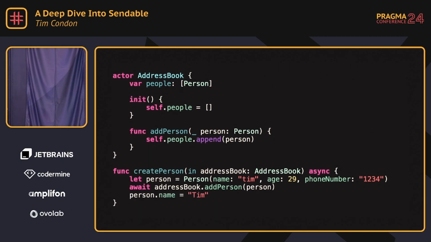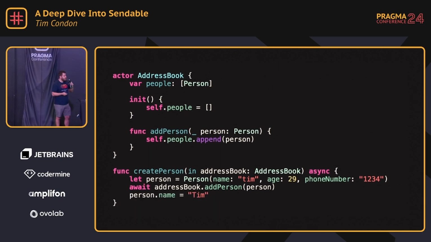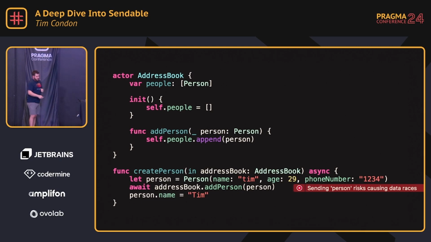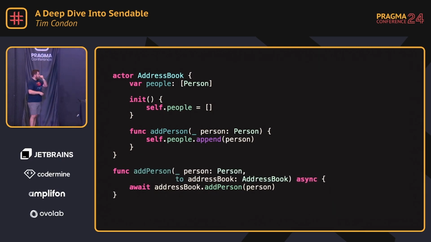If I then try and do something stupid later, like mutate a property, you will get a warning, or an error in Swift 6, because this is unsafe. So you get the warning saying sending person risks causing data races. The compiler isn't always that clever, though.